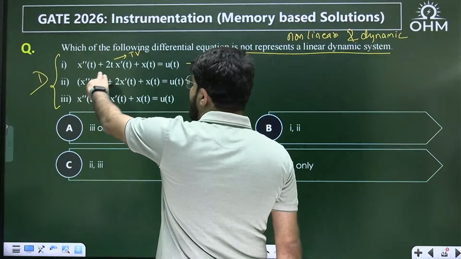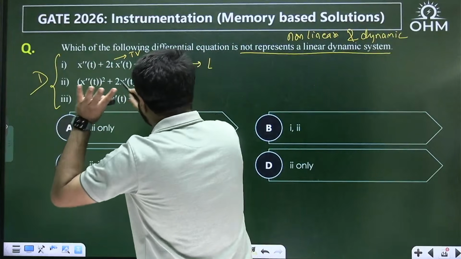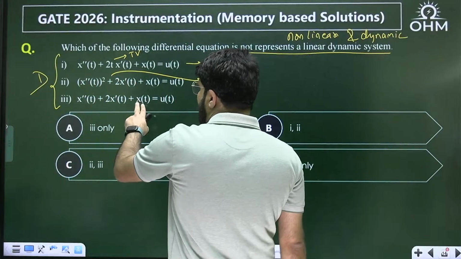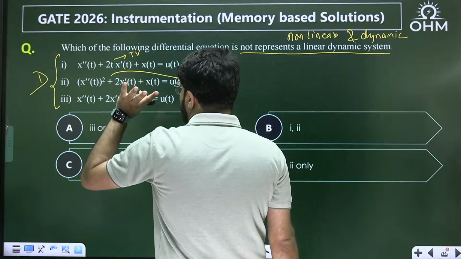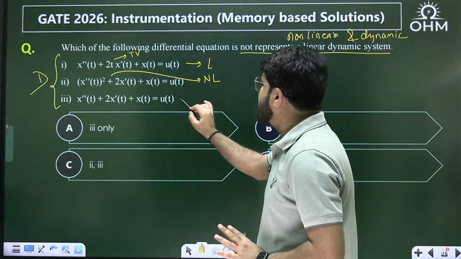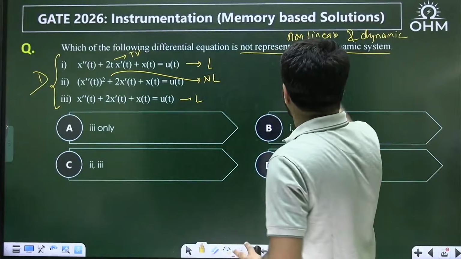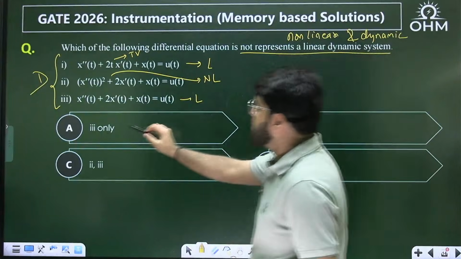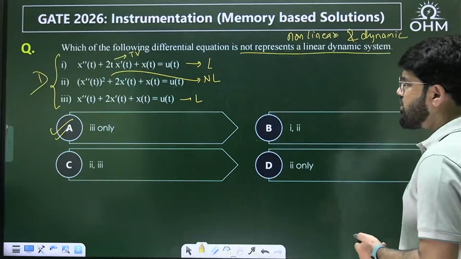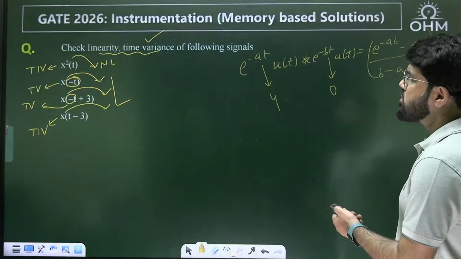Now you see, second derivative power 2. Power 2 clearly makes the whole equation non-linear. Now here again, x(t) power 1, first derivative power 1, second derivative power 1, input also power 1. All input and output terms are in first power, so this one is linear. So if you wanted non-linear and dynamic, then it is clearly option number A, 2 only.